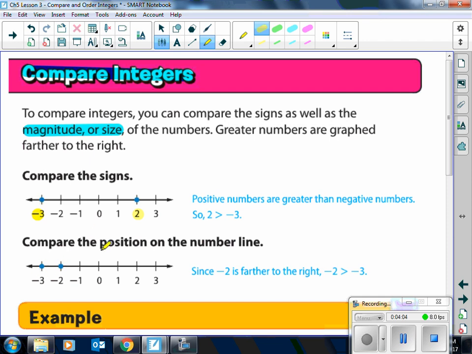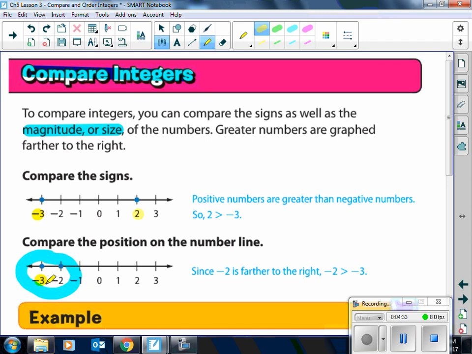Now, if I look at over here, now pay attention to this. Here, we're looking at negative 3 and negative 2. They are both negative this time, right? But which one is farther to the left? Negative 3. Negative 3 is farther to the left, so that means that negative 3 is less than negative 2. Is everybody clear with that?